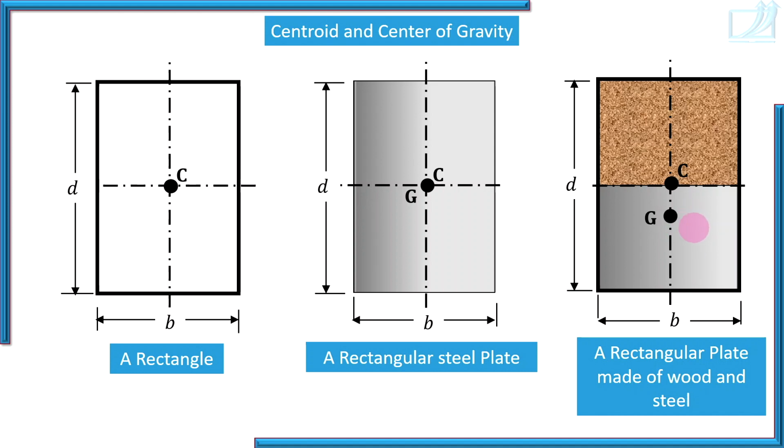So now you will understand very clearly that centroid and center of gravity are two different concepts. Centroid is center of a shape and center of gravity is the point where mass of body is assumed to be concentrated, or where weight of the body, that is gravitational force acting on the body, is assumed to be acting. In case of homogeneous bodies, centroid and center of gravity coincide. In case of non-homogeneous bodies, centroid and center of gravity may not coincide.